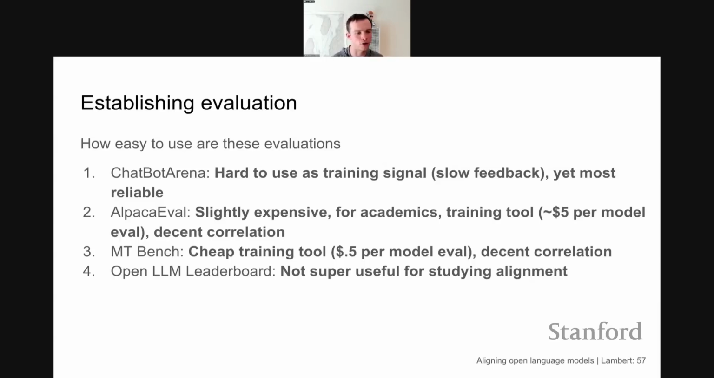So a colleague at AI2 launched WildBench, which is a good tool that kind of fits in. It's like a Chatbot Arena and AlpacaEval hybrid, and you can use it a little bit faster. How we're going to continue to push this along is a great question, and I would love to hear what people think.